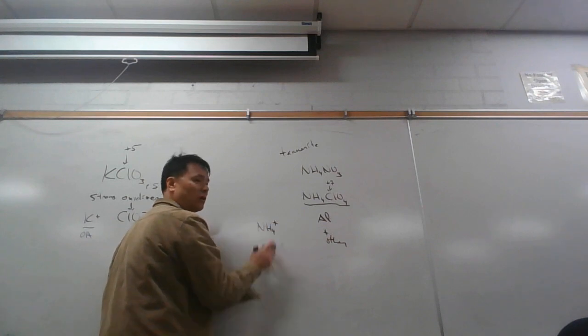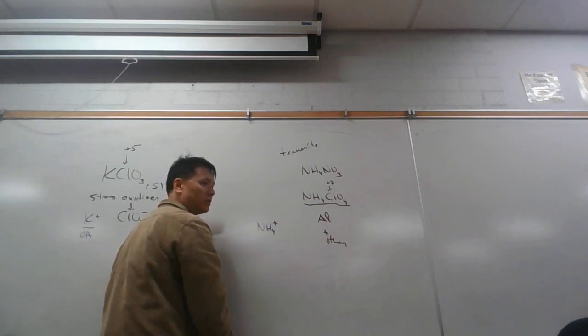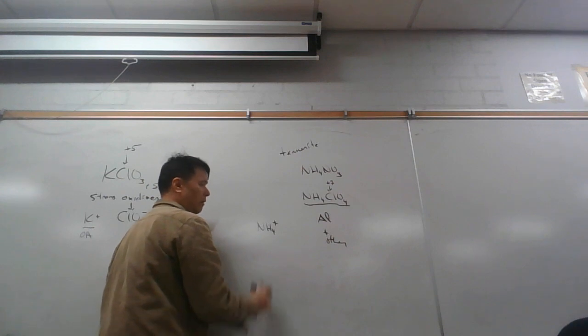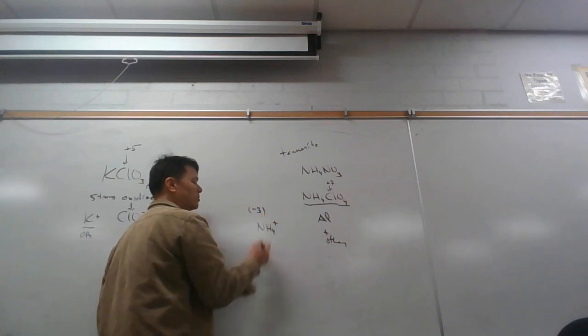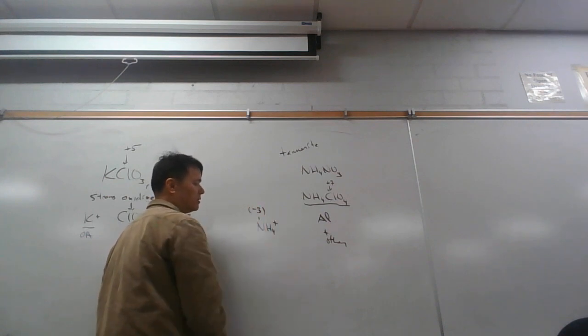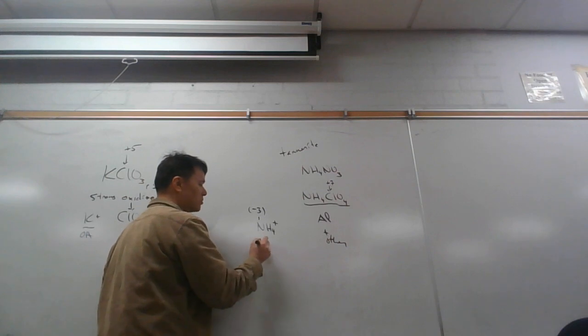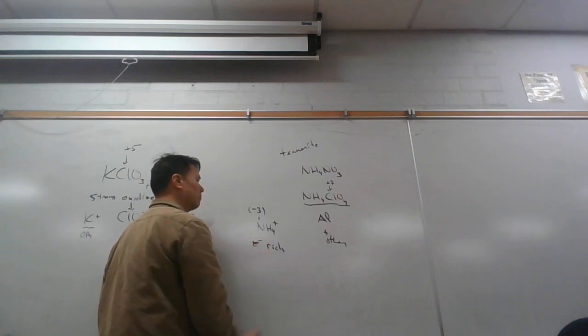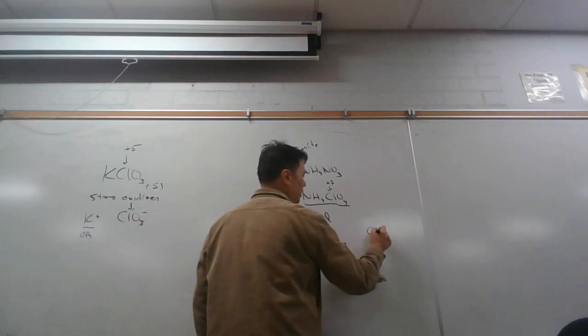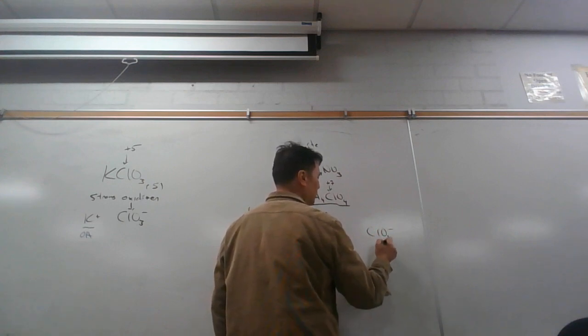Would you say ammonium's electron rich? It's got a positive charge. Would you consider that electron rich? Yes, because it's -3 on the nitrogen. The plus belongs to hydrogen. That's fine for hydrogen. And so this is electron rich. And when we look at perchlorate, it is electron poor.